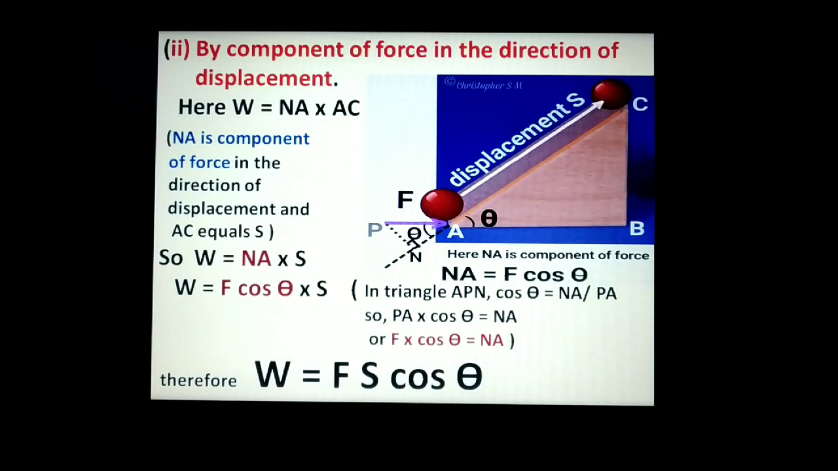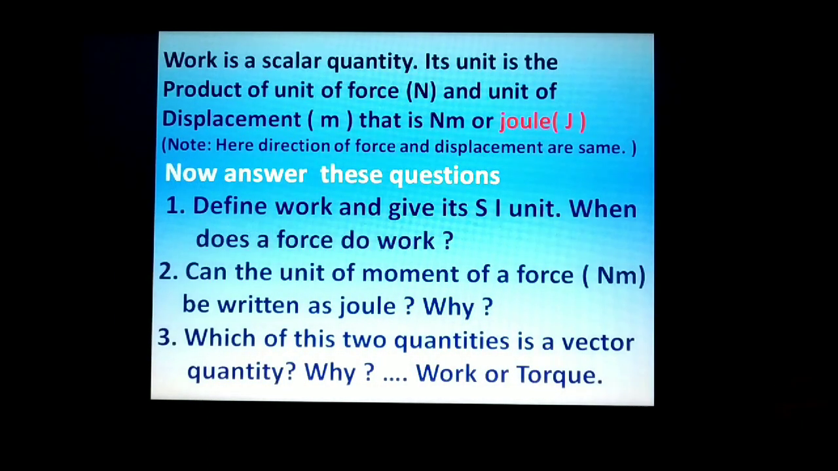Let us see how. In the small triangle APN, cos theta is equal to NA divided by PA. Transferring PA to the other side, we have PA into cos theta is equal to NA, and PA is equal to F, that is force. So F cos theta is equal to NA, that we have put in the formula, and W is equal to F into S cos theta. On rearranging, we get the same formula in both the cases.